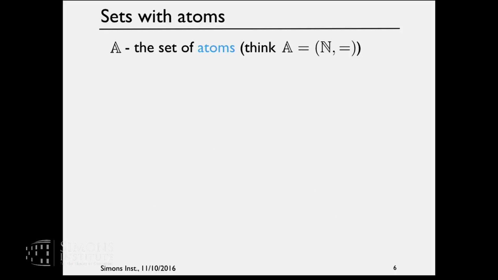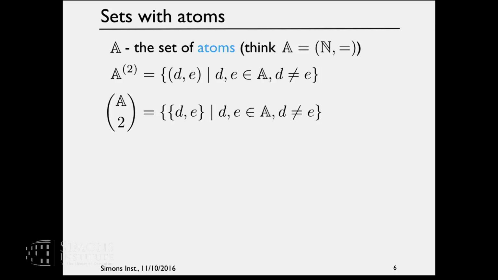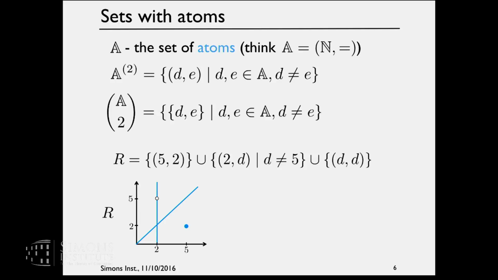Now let's move to sets with atoms. You've already seen this notion a couple of times during this week. So let's say we have some infinite set of atoms, and you're invited to think of them as natural numbers, but just with equality. And then we can construct sets like these. So this is the set of ordered pairs of distinct atoms, the set of 2-element sets of atoms, and, for example, such a relation. So let's look at this relation.